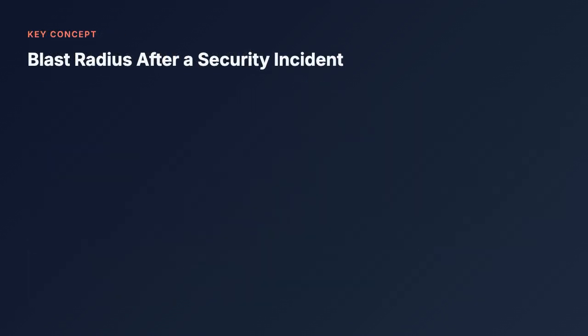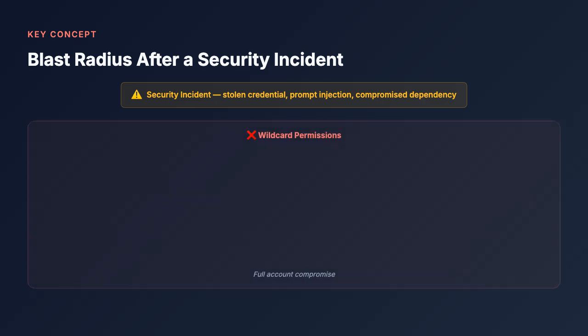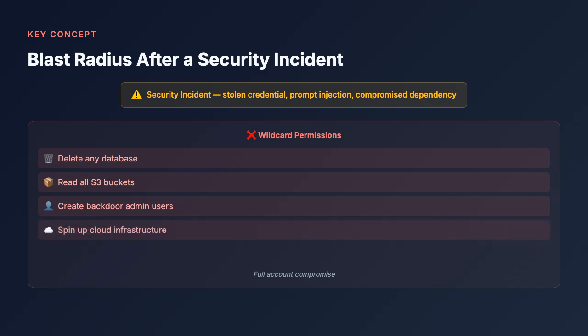Let's visualize why this matters by looking at the blast radius after a security incident. Whether the incident is a stolen credential, a prompt injection attack, or a compromised dependency, the damage depends entirely on the permissions that were granted. On the left, with wildcard permissions, the attacker can do everything: delete any database, read all S3 buckets, create backdoor admin users, spin up cloud infrastructure, and access all secrets and keys. This is full account compromise.